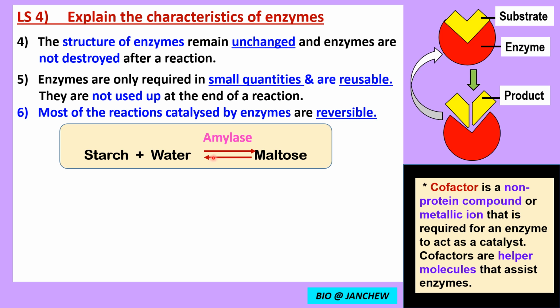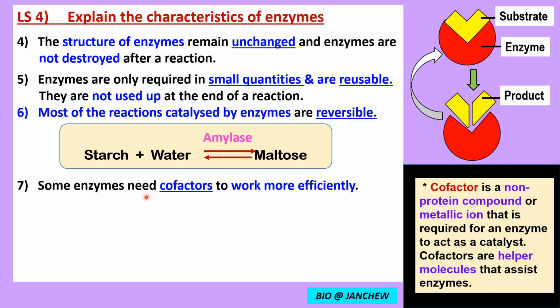Now, usually in our human body, it goes forward. It's based on the conditions that are present. So this is one example of digestion where the enzymatic reaction is actually reversible. But in the digestive system, normally the reaction goes forward. That means starch will be hydrolyzed to form maltose.